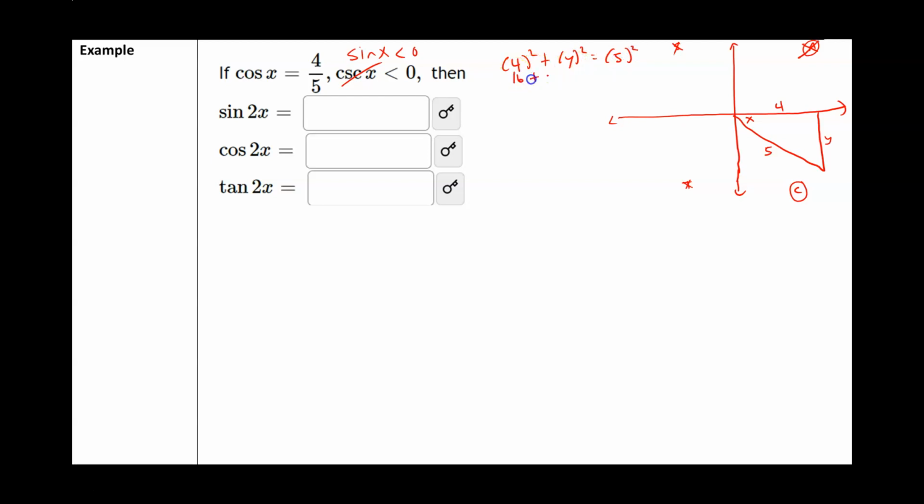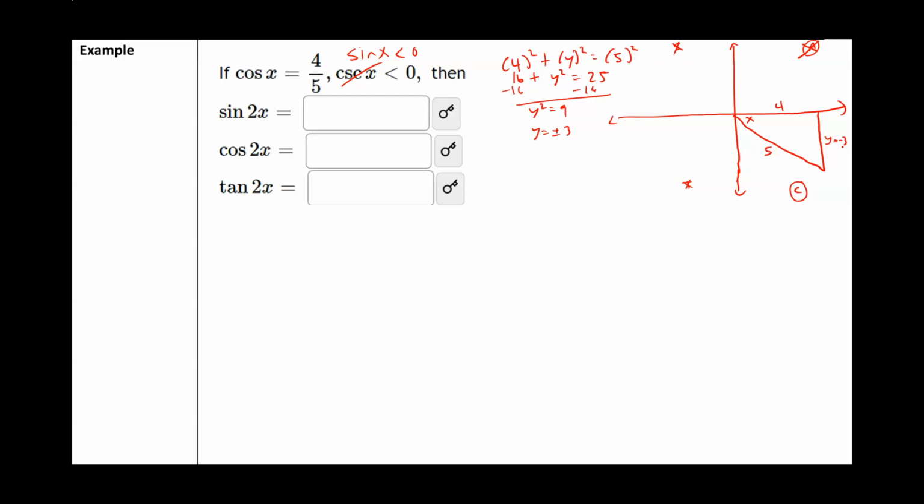So this is 16 plus y squared equals 25. If we subtract 16 from each side, then we're going to get y squared equals 9, and then y will be plus or minus 3. Remember, anytime you square root a variable, you always get a plus or minus. And because y is going in the negative direction, y will equal negative 3.